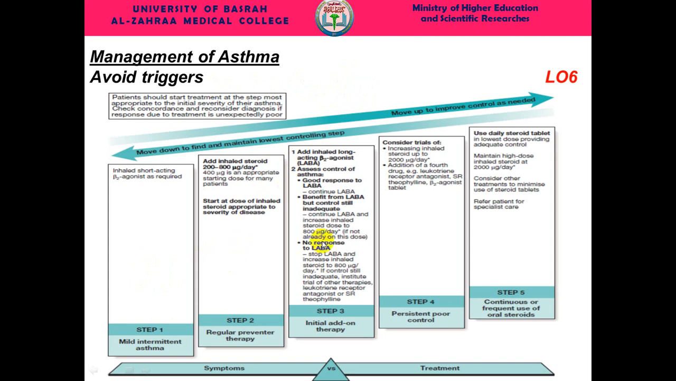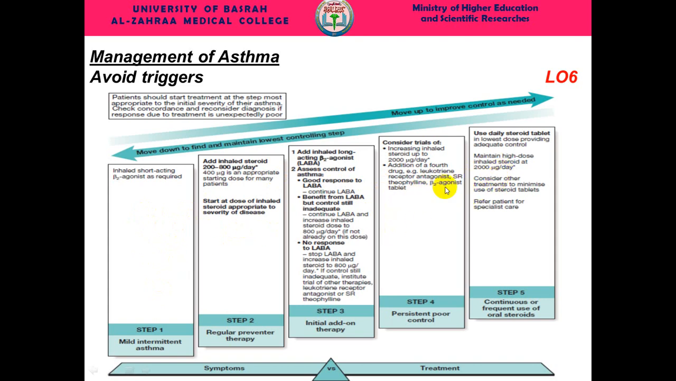We have 5 steps in the management of asthma, as you can see here, starting from step 1 to step 5. And which step we should start at depends on the severity of asthma. For example, in mild intermittent asthma, say an asthmatic attack once every week, we may start with step 1. And then if the patient's condition gets severe, we may change into step 2, then step 3, and so on. And this is called the step up.